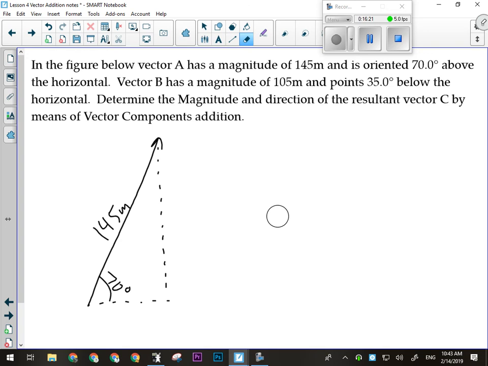Okay. Then the next vector has to start here on the head of the first. And it tells me that that vector is 105 meters long and is 35 degrees below the horizontal. So again, I'm going to draw a line that's horizontal as my reference, and then I'm going to go 35 degrees below that.